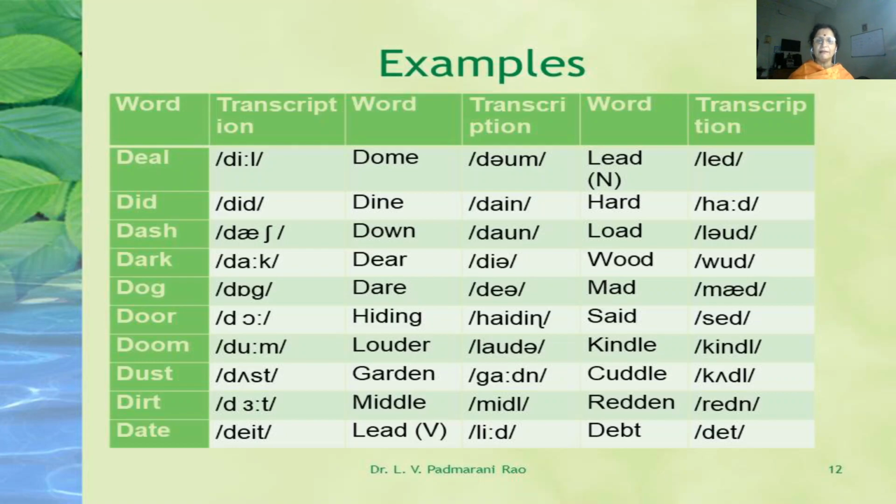Kindle, kindle. K is to be aspirated. After d, it is immediately l because l is a syllabic consonant. So it is kindle, kindle addition. Cuddle, k is to be aspirated, cuddle. Redden, redden. And debt, debt. B sound is silent here.